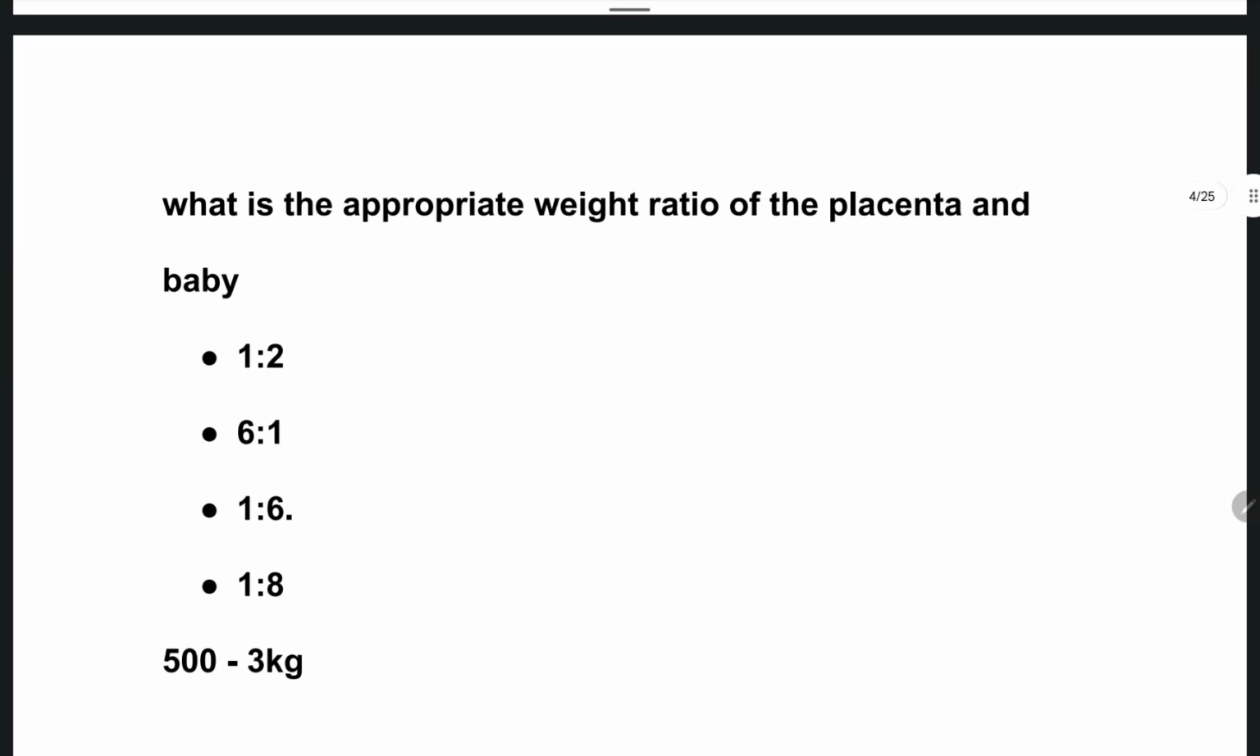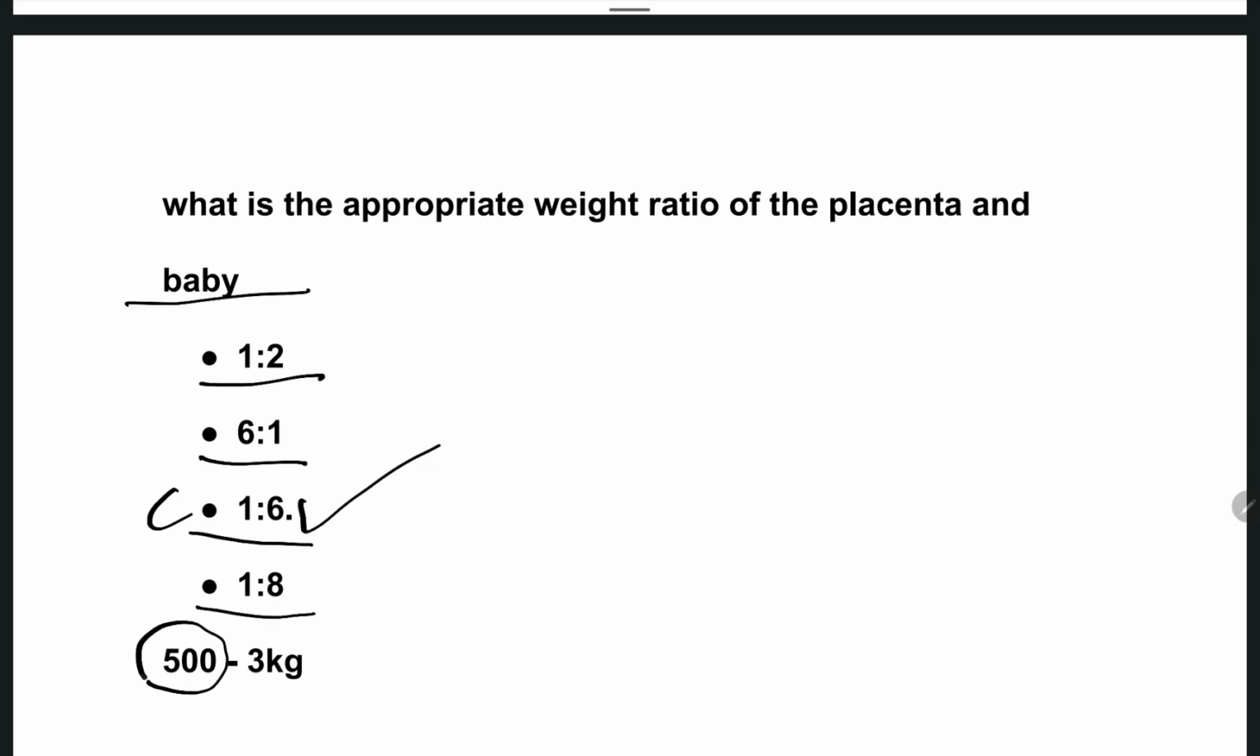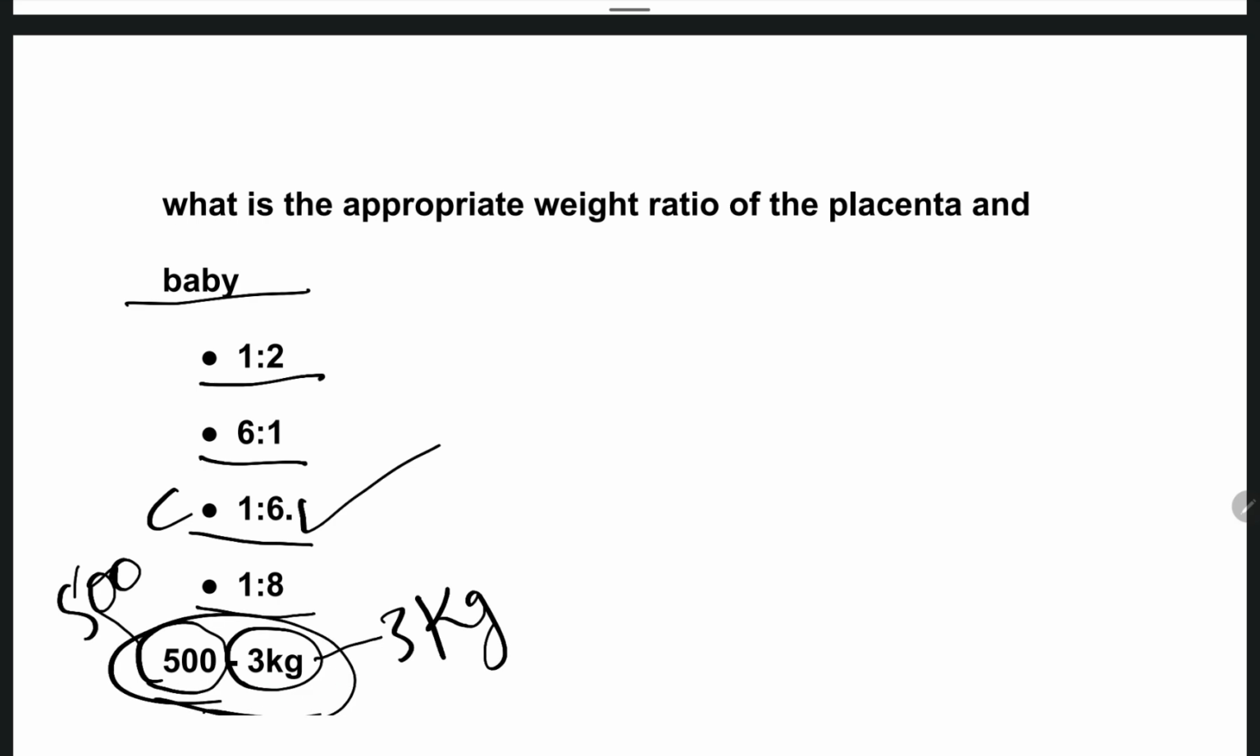The next question is, what is the appropriate weight ratio of the placenta and baby? Options are 1:2, 6:1, 1:6, 1:8. The right one is option C, 1:6. The placenta weighs 500 grams and the baby weighs 3 kgs. So this is the average appropriate weight ratio of the placenta and baby.